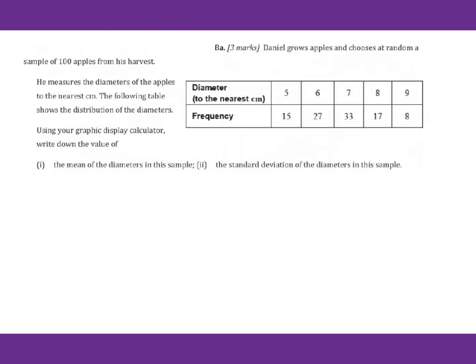Number 8a. Daniel grows apples and chooses at random a sample of 100 apples from his harvest. It forms the distribution of diameter.